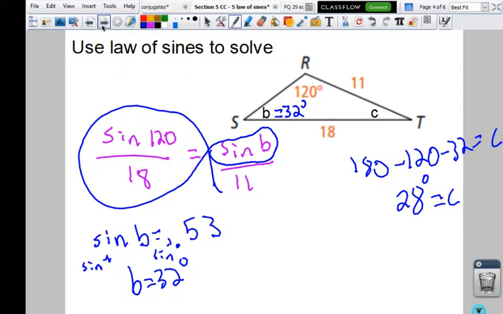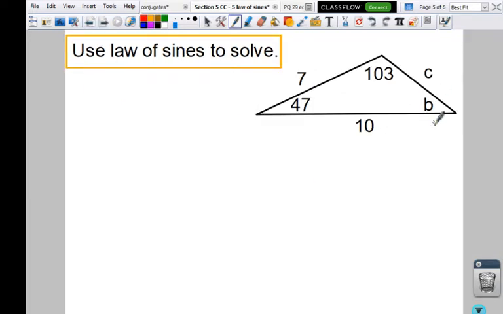Any questions on this so far? No. Okay, you guys start. I want you to find b and c. One of these will involve just using law of sines. The other one is going to involve law of sines and doing an inverse sine. Start by setting up the big sine A over A equals sine B over B equals sine C over C.